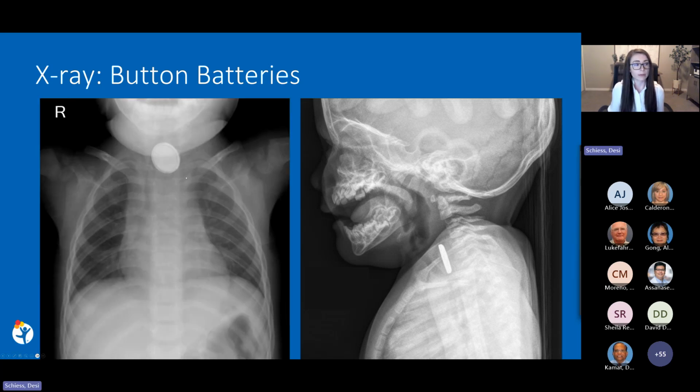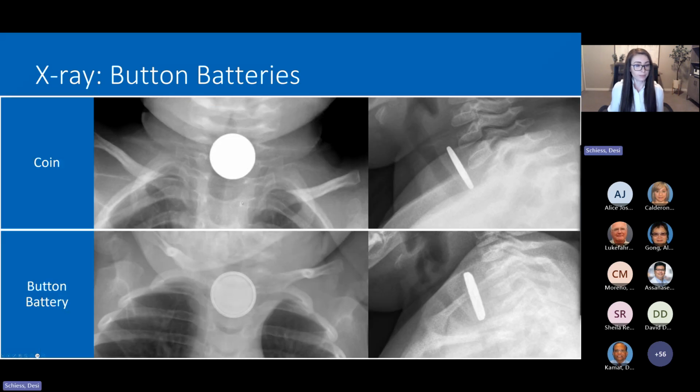And here's an example of a swallowed button battery that's been there for a longer period of time and has begun eroding. Notice the irregular appearance around the periphery. Here's a side-by-side comparison of a single ingested coin versus an ingested button battery. Keep those button batteries away from children.